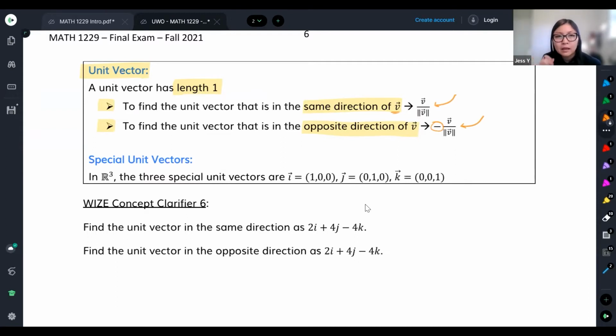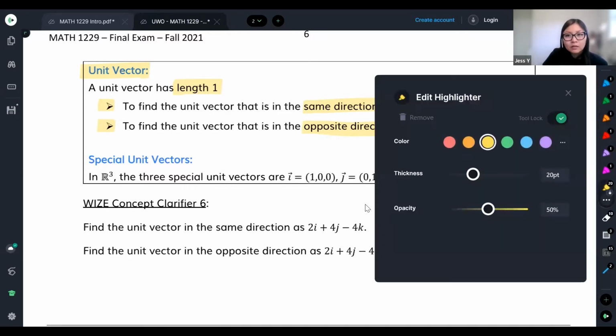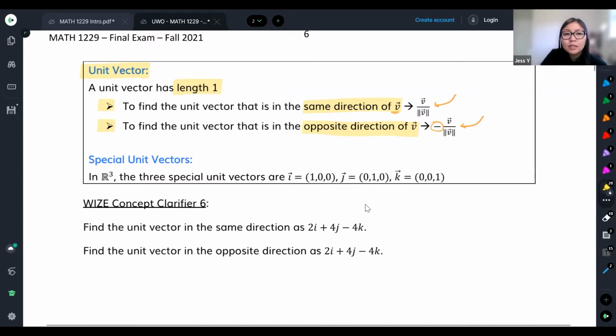So v divided by its length gives you the unit vector, put a negative in front, gives you the unit vector in the opposite direction. And before we look at an example involving this, you also need to know something called special unit vectors. In R3, the special unit vectors are 1, 0, 0, 0, 1, 0, 0, 0, 1, your i, j, k. In R2, that's just 1, 0, which is i, and j is 0, 1, okay? So the special unit vectors exist in R2, R3, R4, and so on. It just means that one of the components is a 1, the rest are 0.